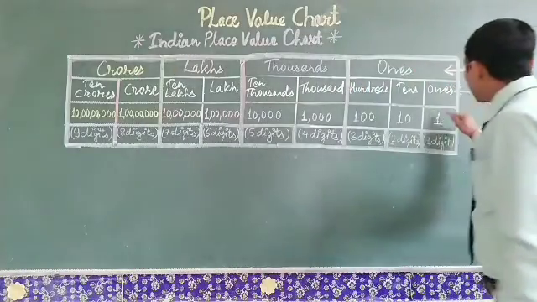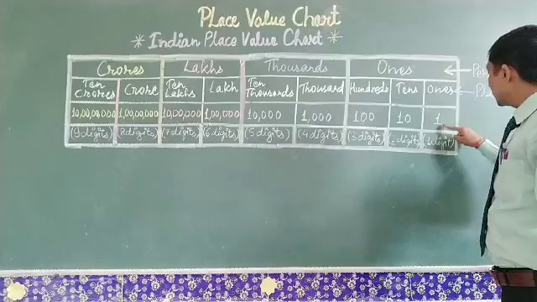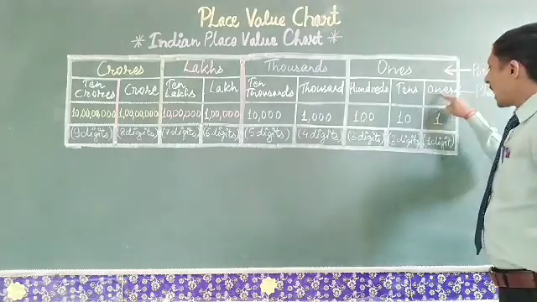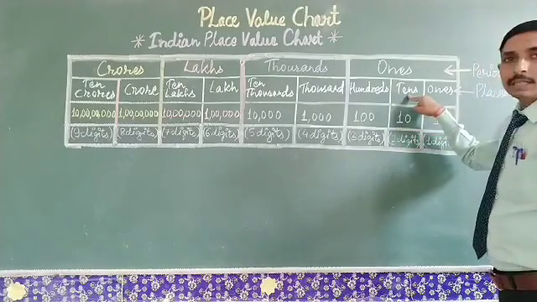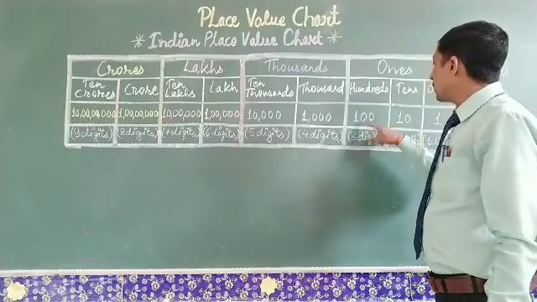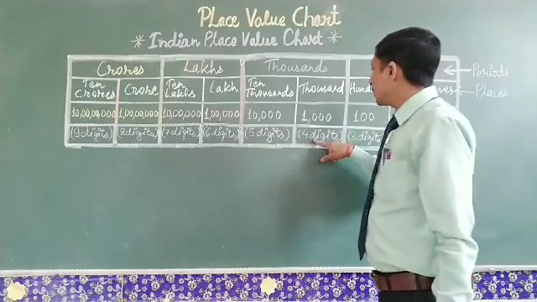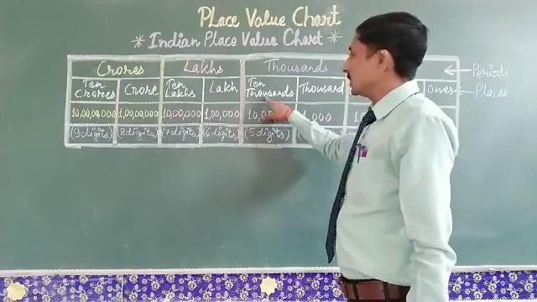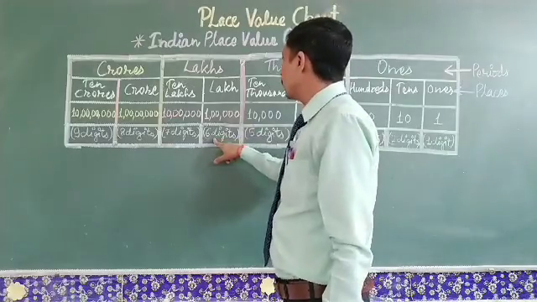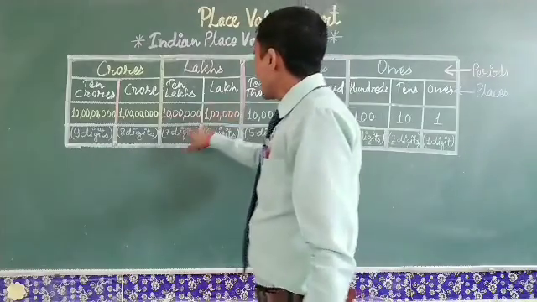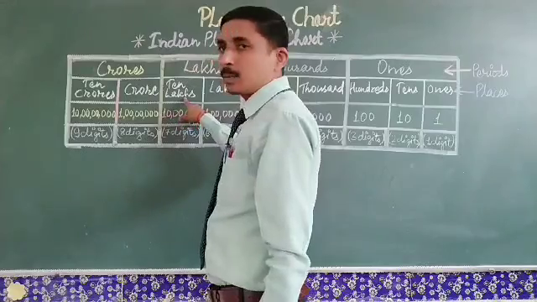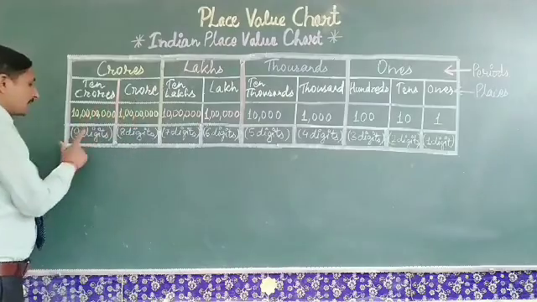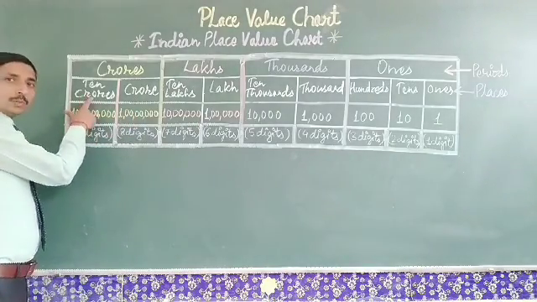Now you see, in ones place there is a single digit, that's why it is written one digit. A one-digit number falls in ones place, a two-digit number falls in tens place, a three-digit number falls in hundreds place, and a four-digit number falls in thousands place. A five-digit number falls in ten thousands place, a six-digit number falls in lakhs place, a seven-digit number falls in ten lakhs place, an eight-digit number falls in crores place, and a nine-digit number falls in ten crores place.